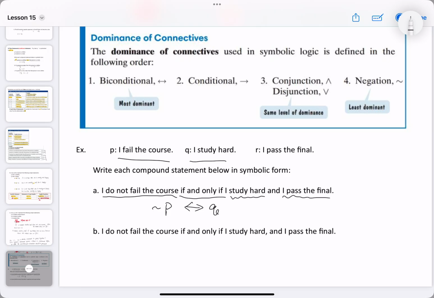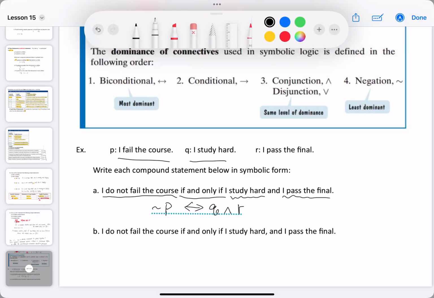So Q and R. I can just leave it like this. But in your mind, you must know that we are going to box the group before the if and only if and after the if and only if, because in this symbolic form the dominant connective sign is if and only if. All right, and the next example. I do not fail the course if and only if I study hard and I pass the final.